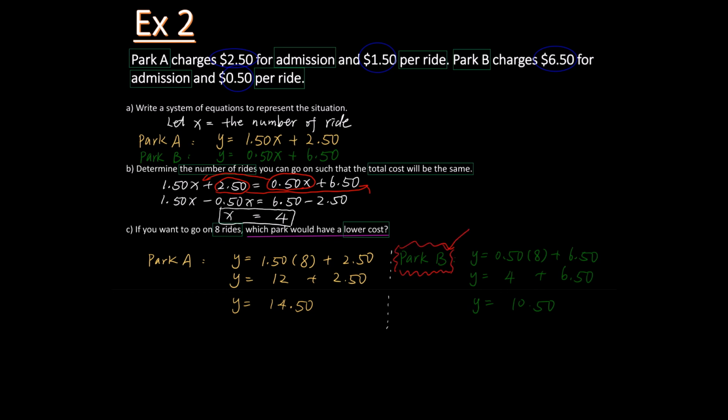So for the word problem, we need to write an English sentence at the end to interpret our solution. So we can write, Park B will have a lower cost, which will be $10.50.